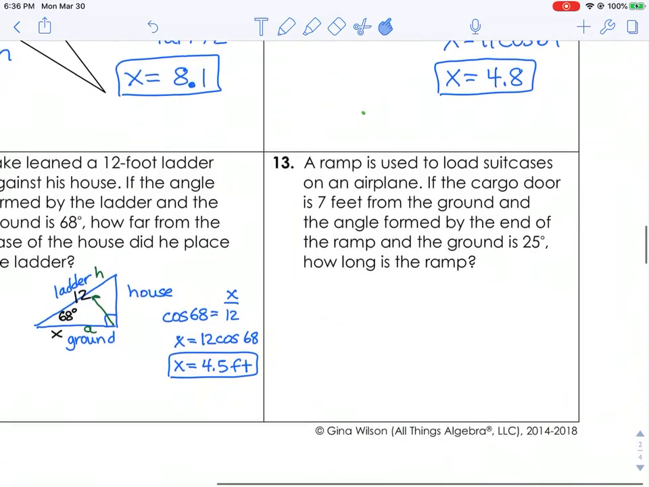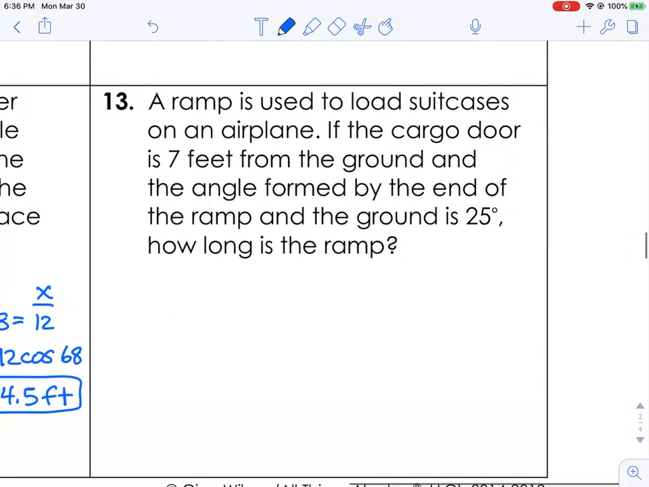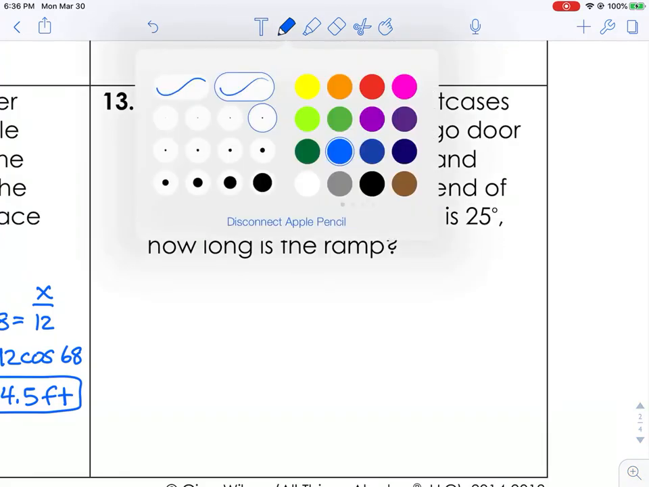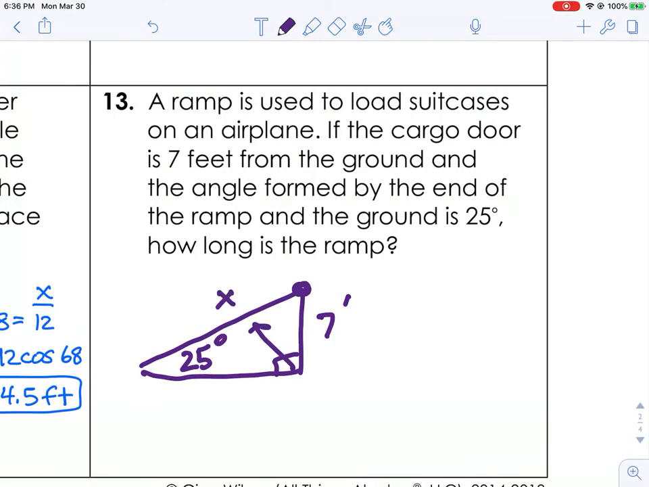Okay, and then I have one word problem example. Draw a picture. So we have a ramp. Let me just put a different color here. We have a ramp going to a cargo door that is 7 feet from the ground. The angle with the ground and the ramp is 25 degrees. How long is the ramp? That's our hypotenuse.